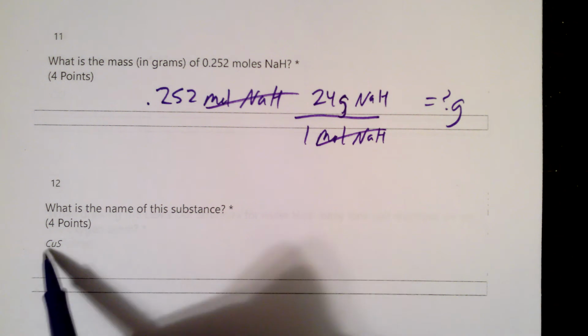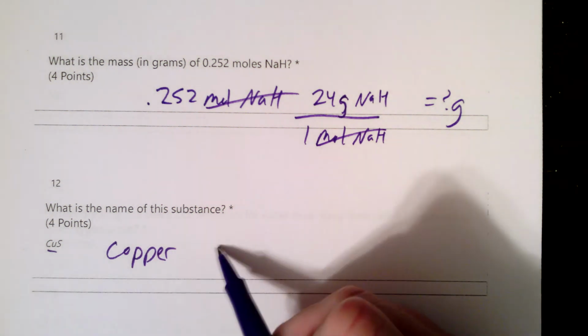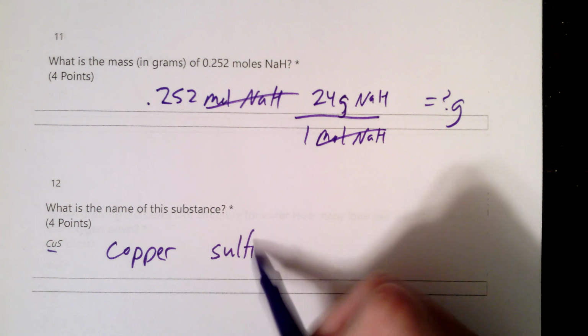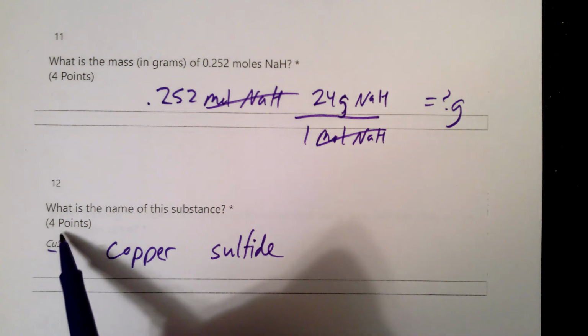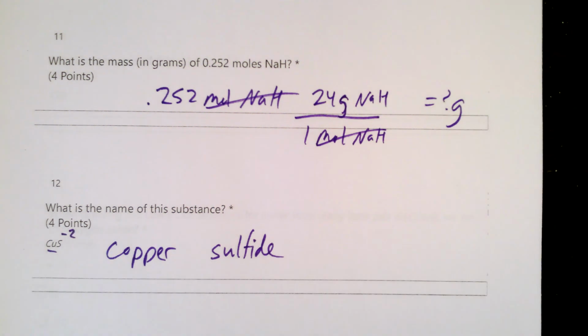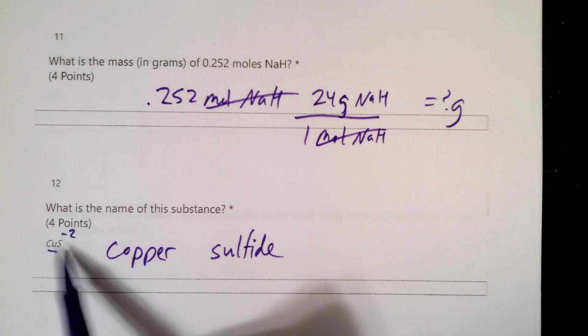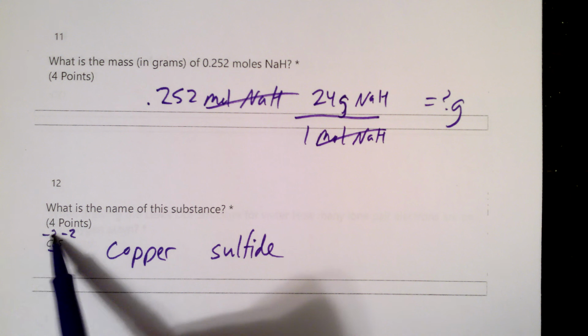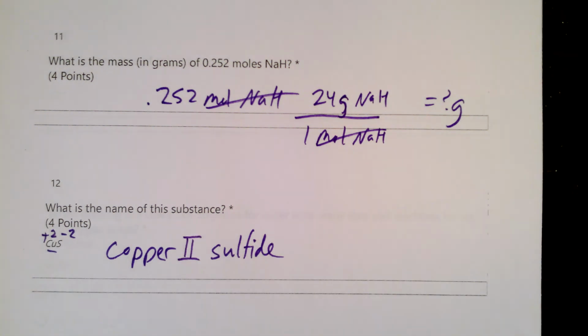The name of this substance, here we got our friend copper again. And we've got sulfur just by itself, so it's going to be sulfide. But at this point, we should recognize, hey, copper is one of those ones that needs a Roman numeral. Oh, which one is it? Well, if we know sulfur was a -2, in order for them to be reduced, it must mean copper must have been the +2 copper in this compound.